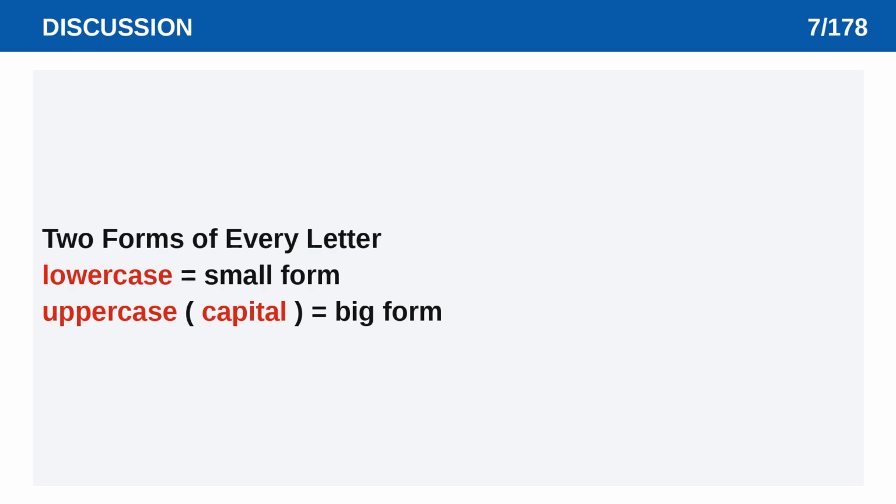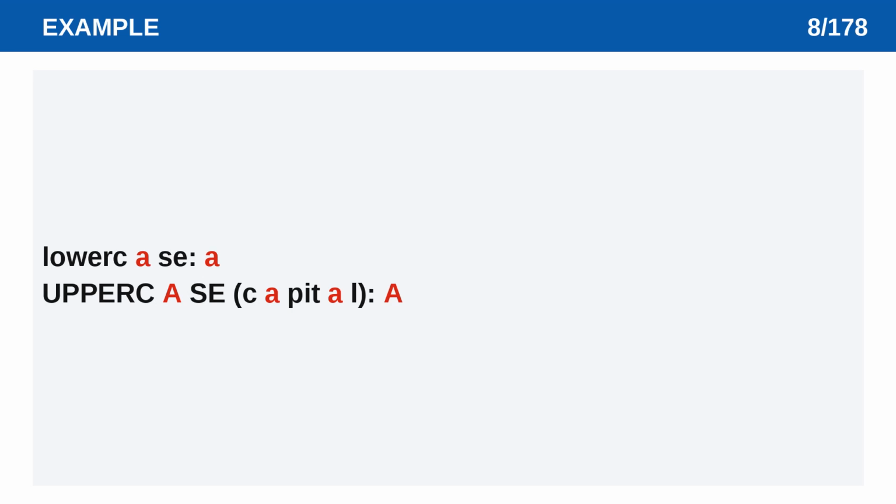Every letter has 2 forms. A small form, called lowercase, and a big form, called uppercase, or a capital letter. They look different, but they are the same letter. Look at the letter A. Lowercase A looks like this, a. Uppercase A, the capital letter, looks like this, A.